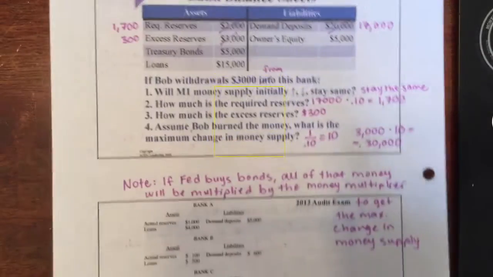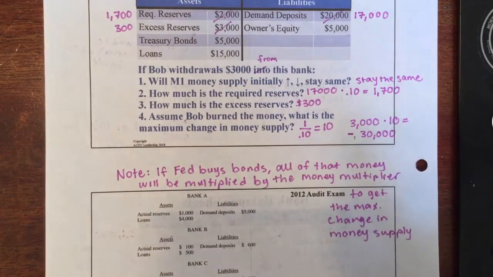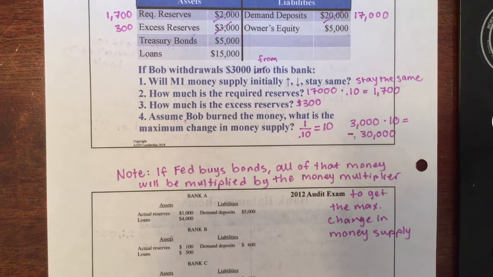Something that's not covered in this slide is if the Fed buys bonds. All right. Well, if the Fed buys bonds, all of that money will be multiplied by the money multiplier to get the maximum change in the money supply. When we did this originally with that Bob depositing the $1,000, we didn't multiply.